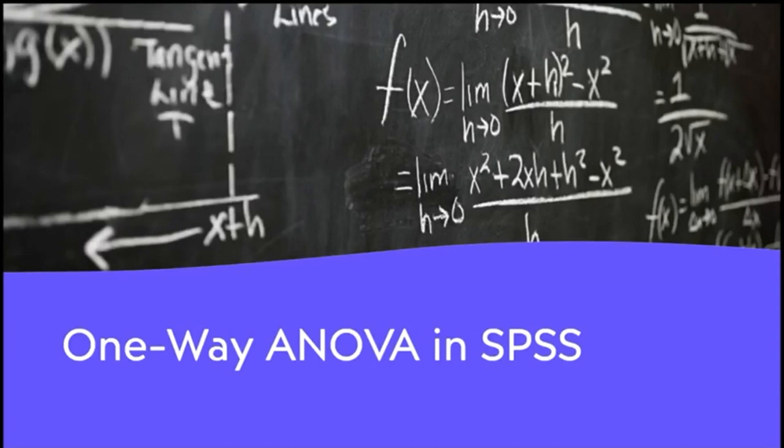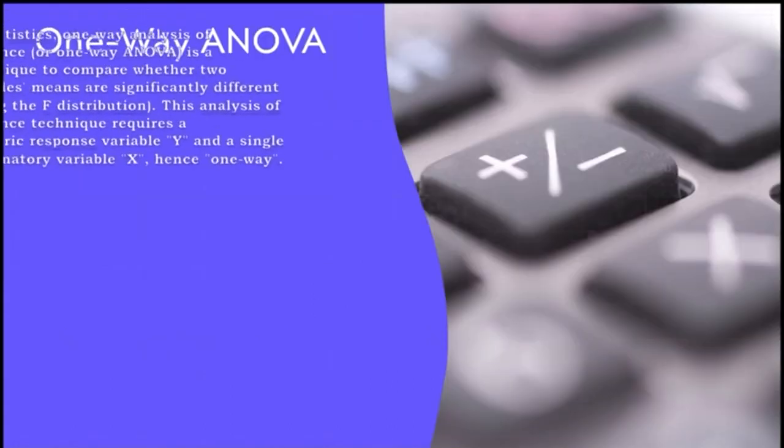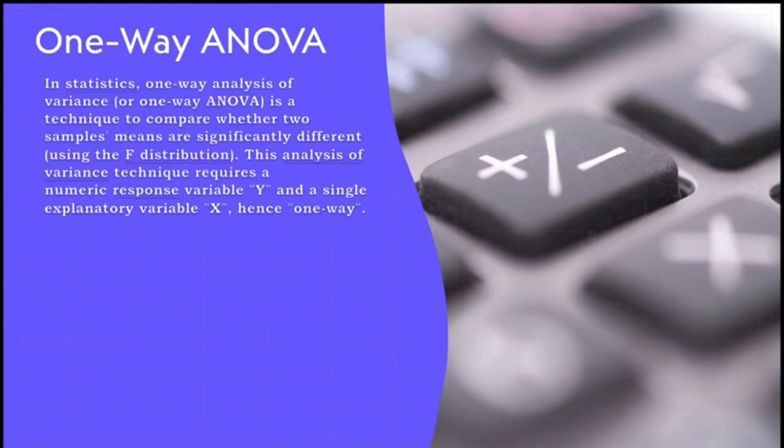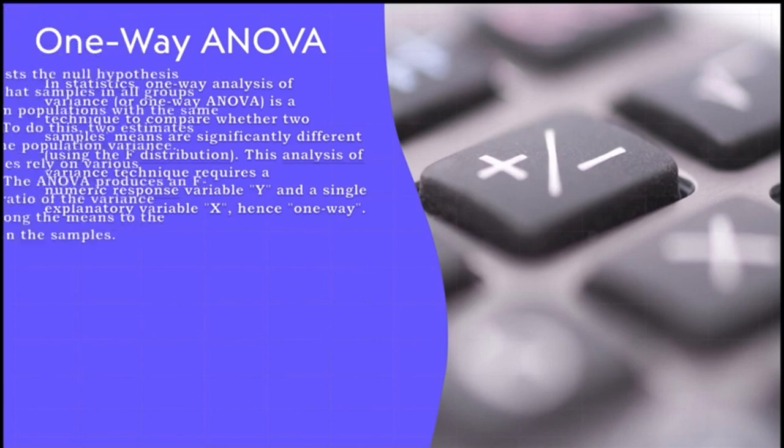Today we'll be learning how to perform one-way ANOVA in SPSS. Before that, let us know what is one-way ANOVA. In statistics, one-way analysis of variance, or one-way ANOVA, is a technique to compare whether two sample means are significantly different using the F distribution. This analysis of variance technique requires a numeric response variable y and a single explanatory variable x, hence one way.